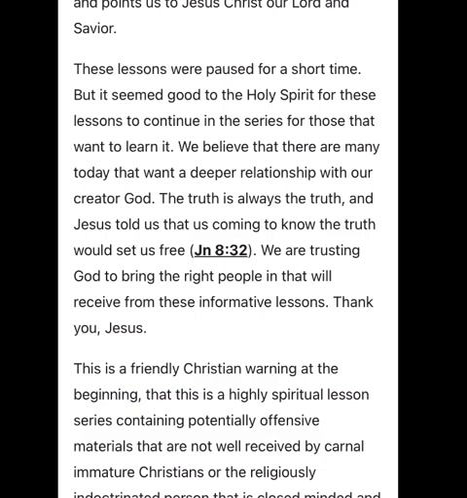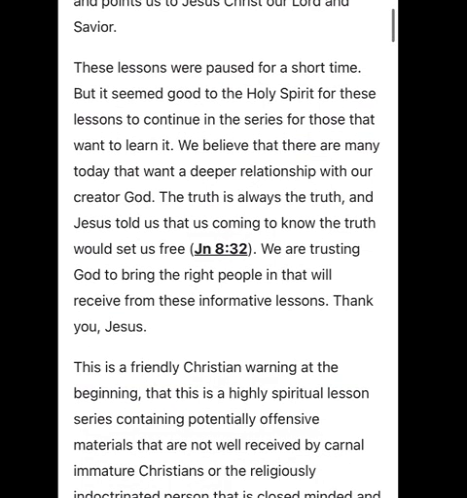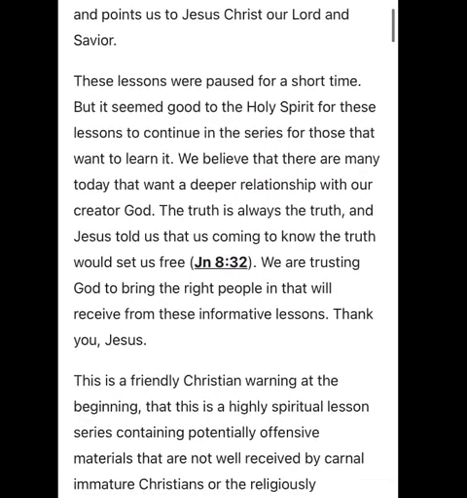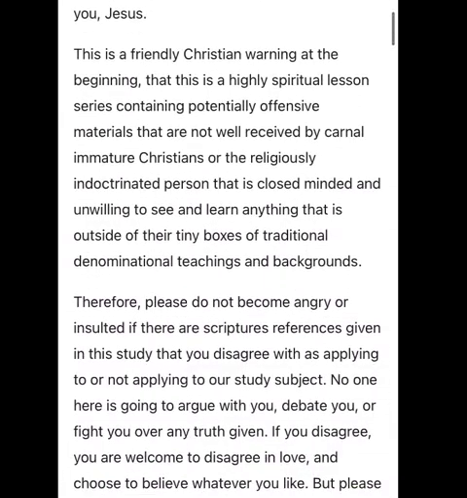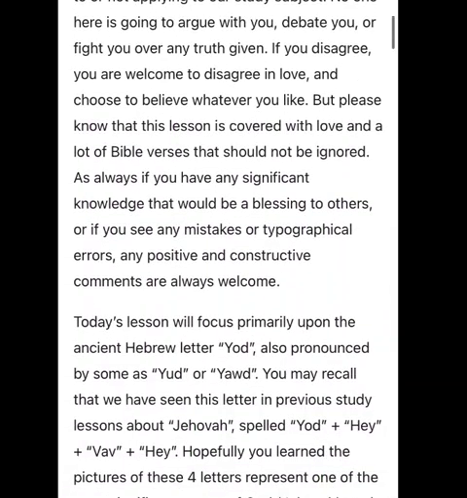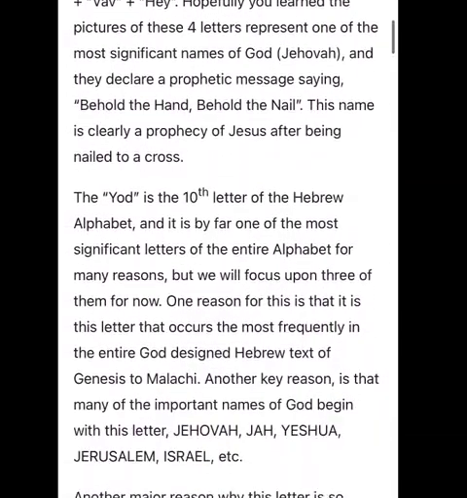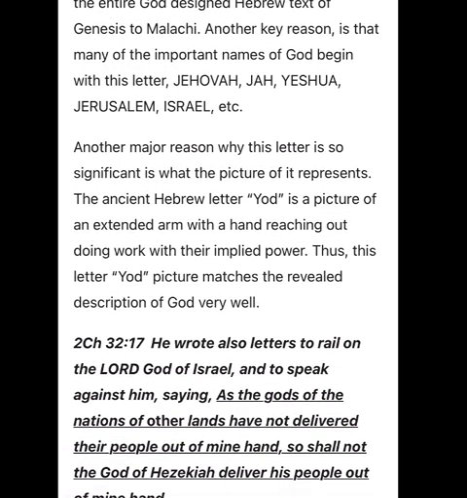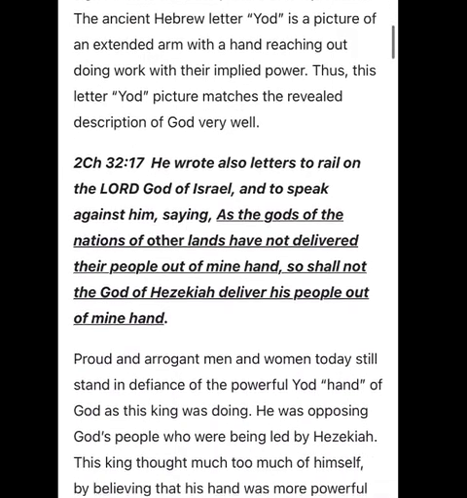Lord's will, this is a beautiful edification through the Spirit. All right, it says the ancient Hebrew letter Yad is a picture of an extended arm with a hand reaching out doing work with their implied power. Thus, this letter Yad picture matches the revealed description of the Most High very well.